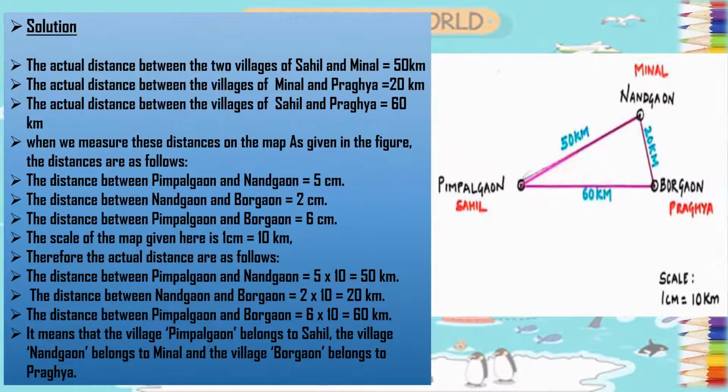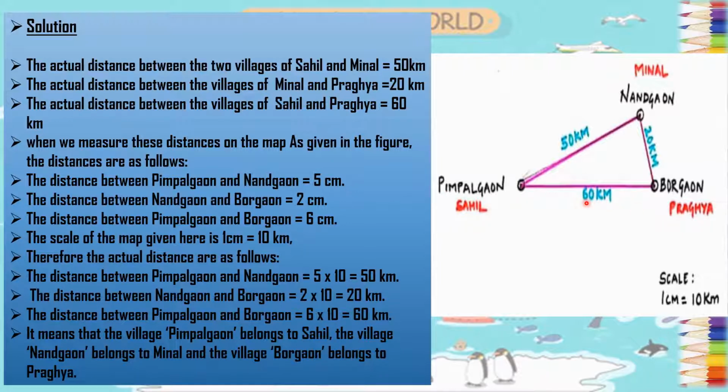So students, here is the solution for that same question. So, the actual distance between the two villages of Sahil and Meenal is 50 km. As you can see here, Sahil and Meenal is 50 km. Then, the actual distance between the villages of Meenal and Pragya is 20 kilometers. That is, Meenal and Pragya is 20 kilometers. And the actual distance between the villages of Sahil and Pragya is 60 km. That is, Sahil and Pragya is 60 kilometers.